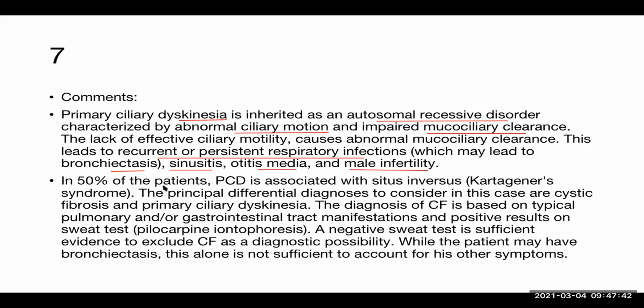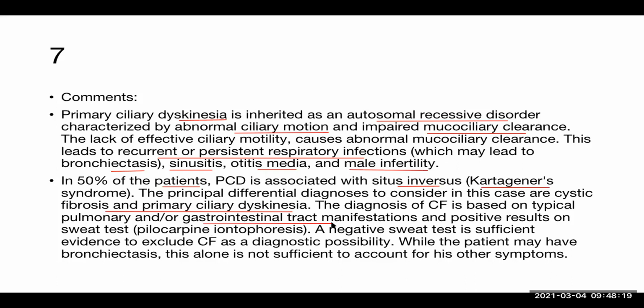In 50% of the patients, primary ciliary dyskinesia is associated with Kartagener syndrome, that is situs inversus, bronchiectasis and sinusitis together. We call it Kartagener syndrome. Now, the principal differential diagnoses in this case are cystic fibrosis and primary ciliary dyskinesia. But you need to rule out cystic fibrosis, and that is already ruled out by the history and investigation. They did not give any clue regarding the GI tract involvement, which is very common in cystic fibrosis.